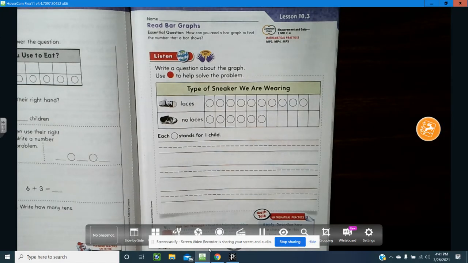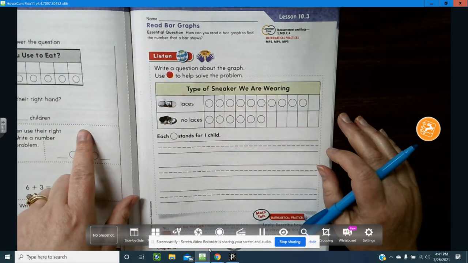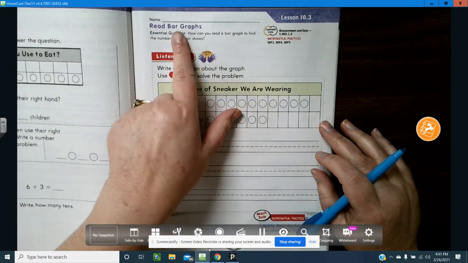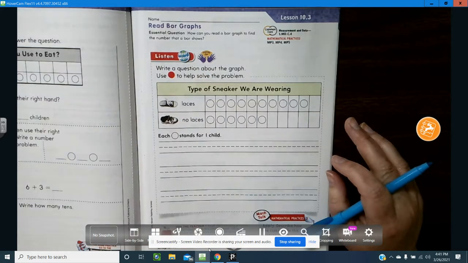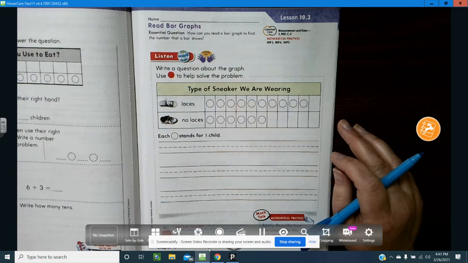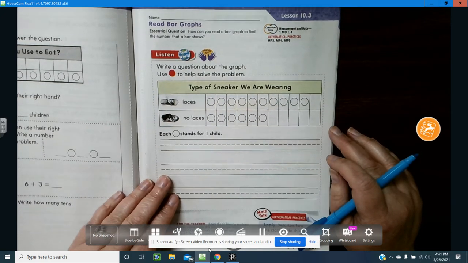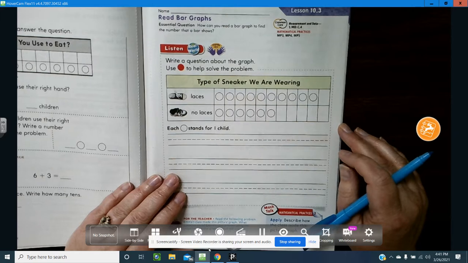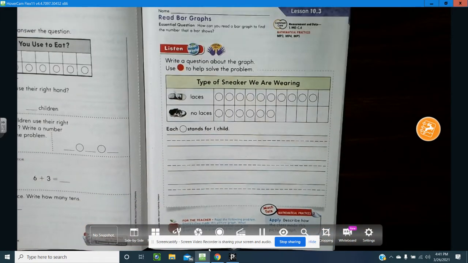Today we're going to be learning about a new kind of graph. Yesterday we practiced with picture graphs, and today we're going to practice with bar graphs. We're going to try to find out how to read a bar graph, to find the number that the bar graph shows, and how to get good information from a graph. We're going to do lessons 10.3 and 10.4 today, boys and girls. So I'm going to do a few examples from each one.